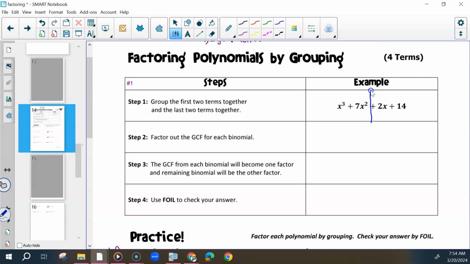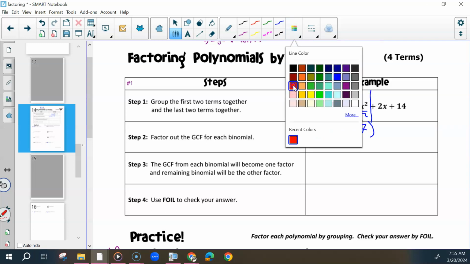X squared. So I'm going to divide out x squared. I'm rewriting that I'm dividing just to show you all the steps. So that will go on the outside. What would be left when we divide that? X plus 7. And then on the right side, what do those have in common? What did we divide out?